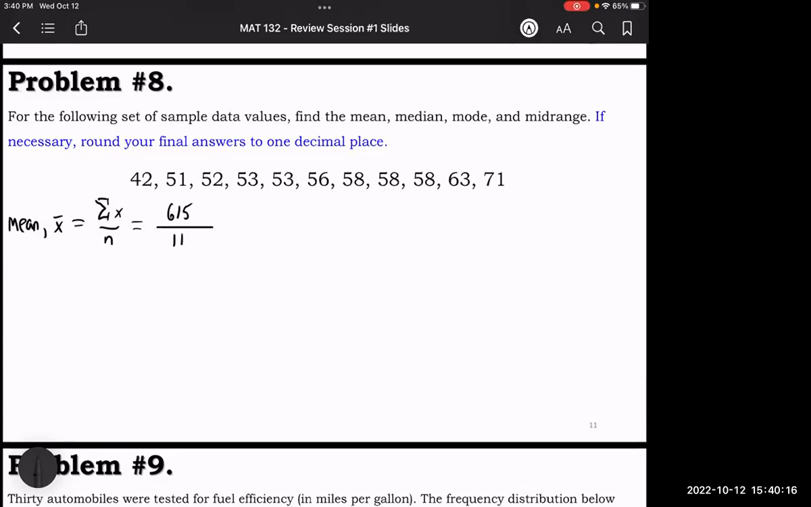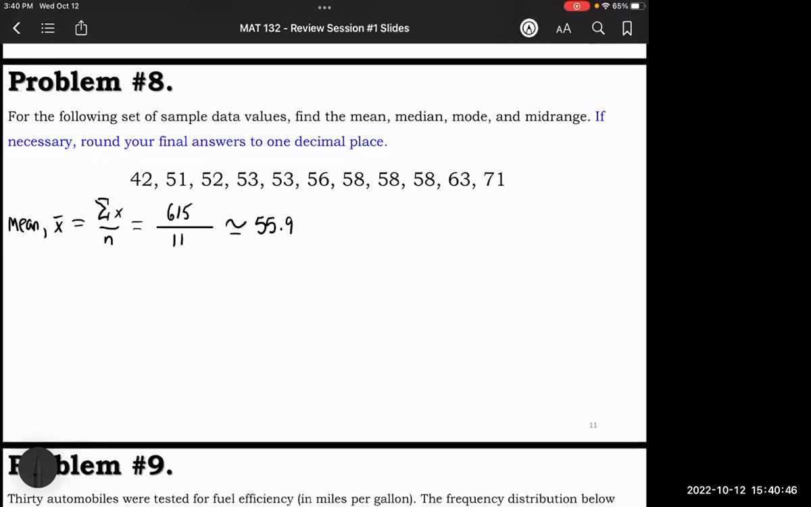We round it to one decimal place. That's right. So if you enter 615 divided by 11 in your calculator, you're rounding this to approximately one decimal place. So this will give you 55.9. I'm not going to write out the full-blown decimal that's in your calculator.